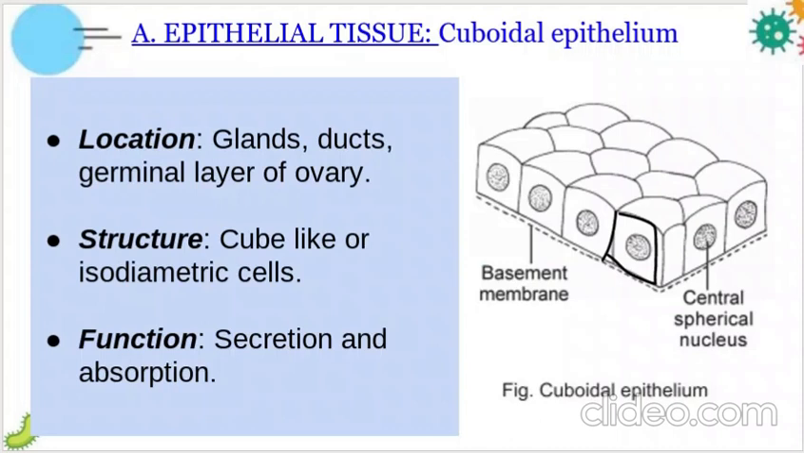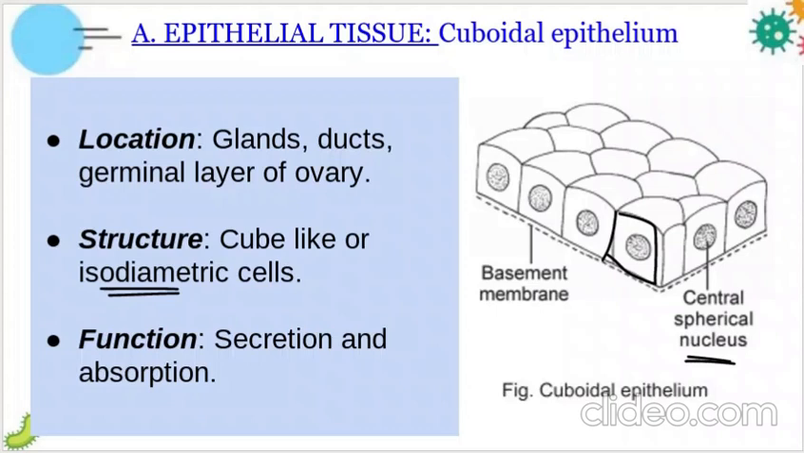They're present in the blood vessels, the ducts also, and in the germinal layer of the ovary as well. Now, what is the structure? The structure is that they're cuboidal in shape and isodiametric in cells. Isodiametric means they have equal diameter. They have a large, centrally located nucleus, and they're directly attached to the basement membrane.